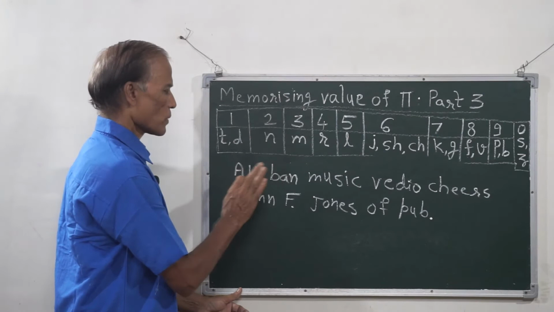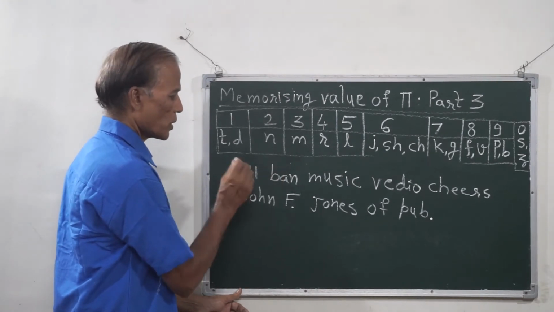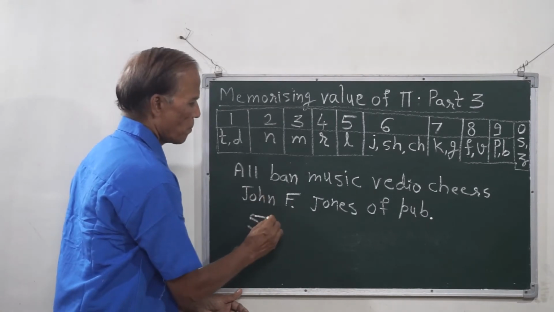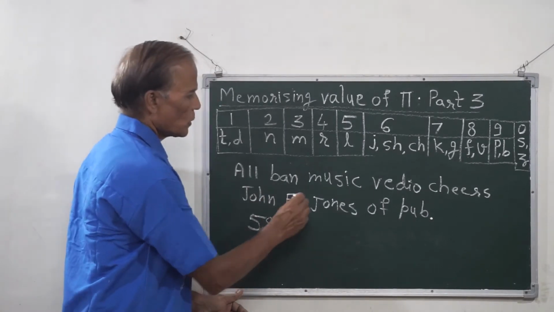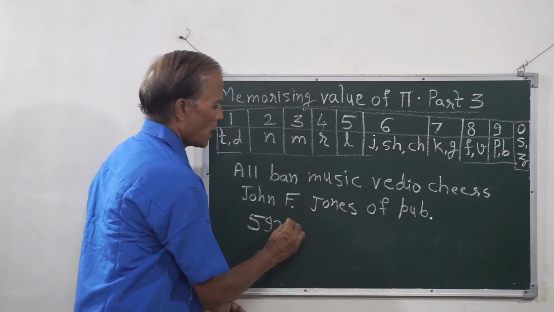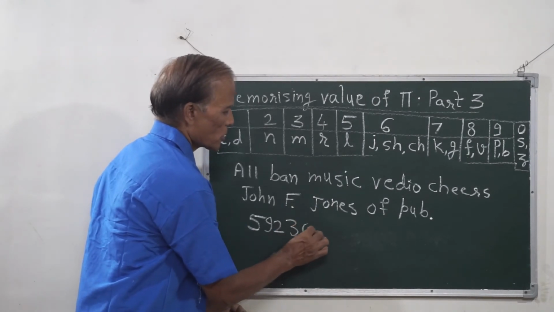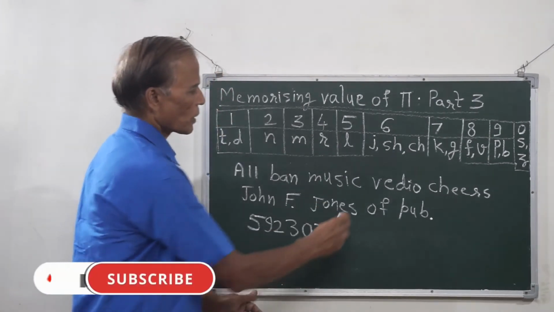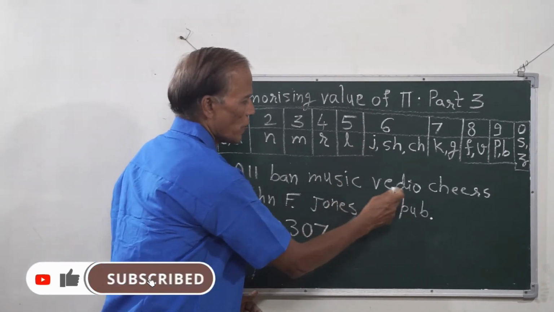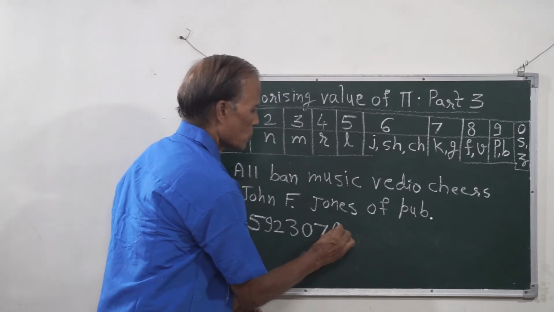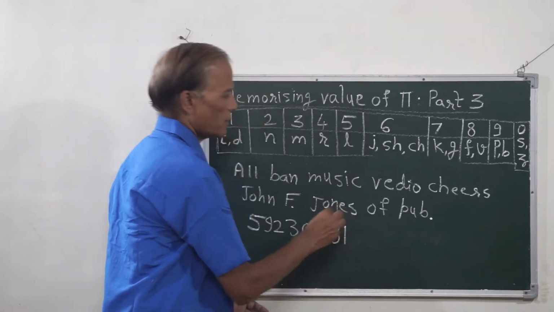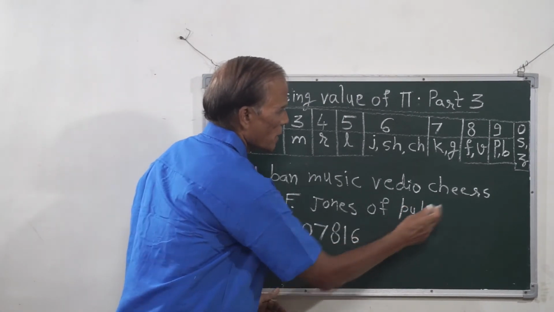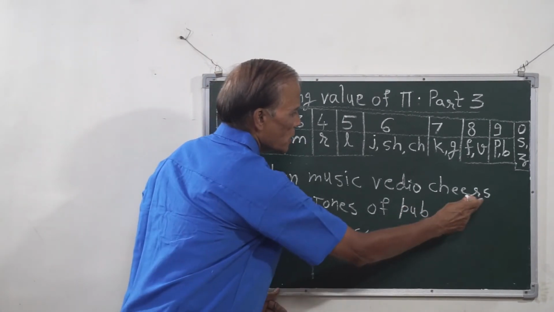Conversion will be, now A can be used freely, there is only one sound, L sound is there. So 5. Band takes us to 92. Music, M gives us 3, S gives us 0 and K sound is there, so that will give us 7. Video, 2 sounds V and D, so that gives us 8, 1. Cheers, CH sound gives us 6 and R gives us 4, S gives us 0.